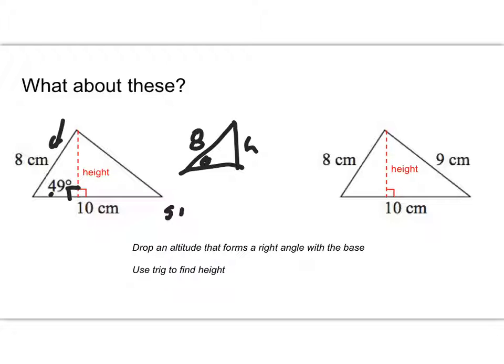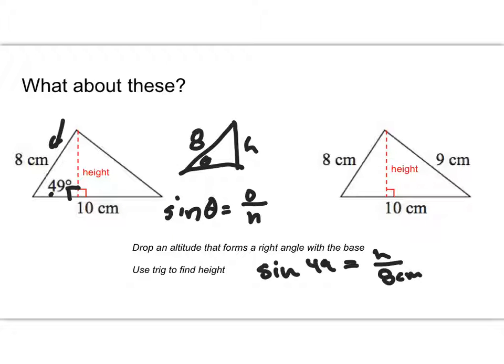So here I have the sine of the angle equals opposite over hypotenuse. In this case, it's going to be the sine of 49 is equal to h over 8 centimeters. So that means that my height is equal to 8 centimeters times the sine of 49. Oops, I'm running out of room. Now I can find the area, because that's my height.